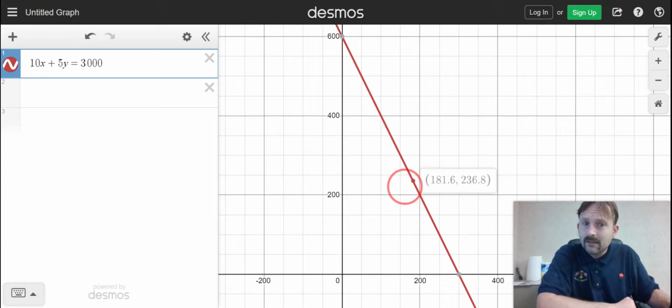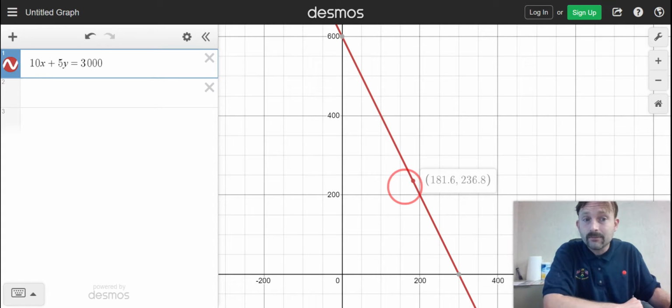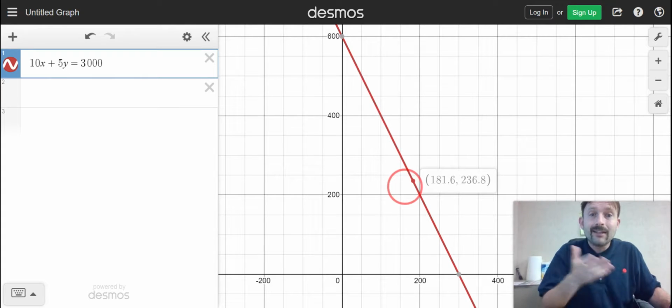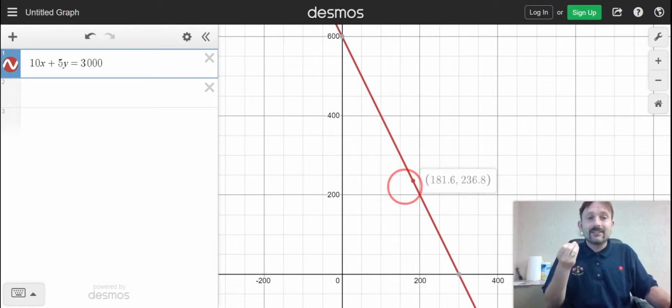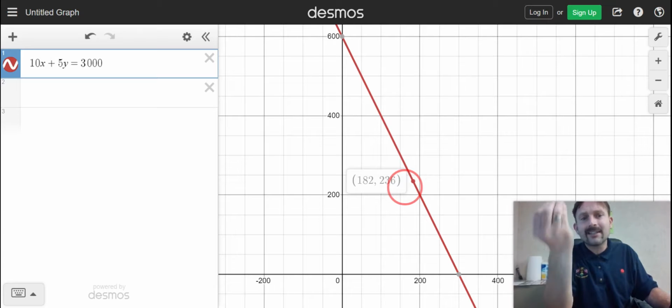What's the problem in this? Can we sell 181.6 tickets? No, it's not possible. So in certain situations, we have to use our heads and understand, wait a second, that doesn't make sense as a real world answer. But this 182 and 236, that would work.